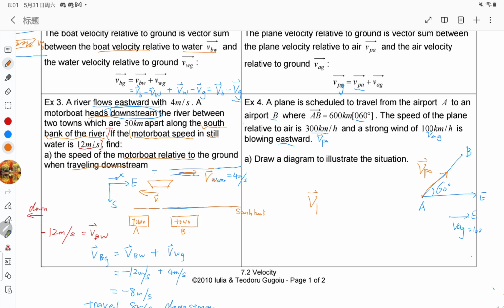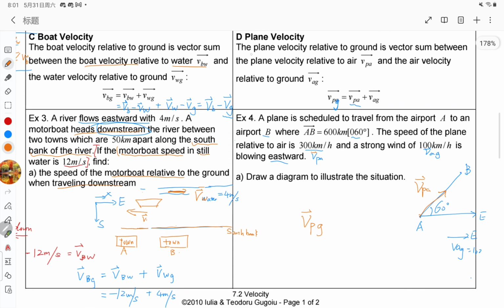So PG means plane velocity relative to the ground, right? So P here and G here, plane ground, PG. So this is nothing but plugging in, right? Just plug in the definition here. So if you can remember this, V_PA plus V.